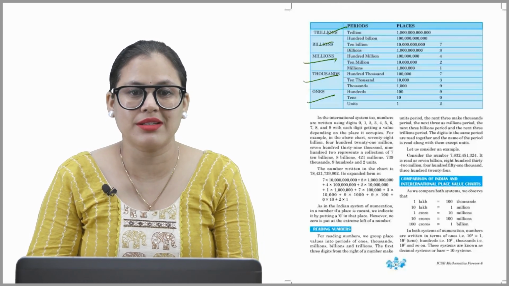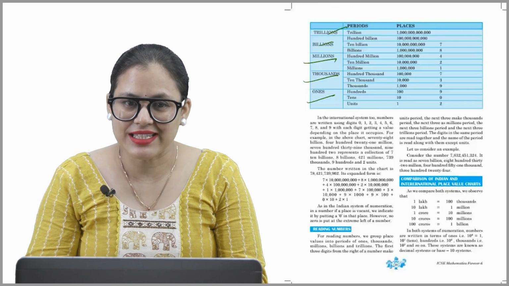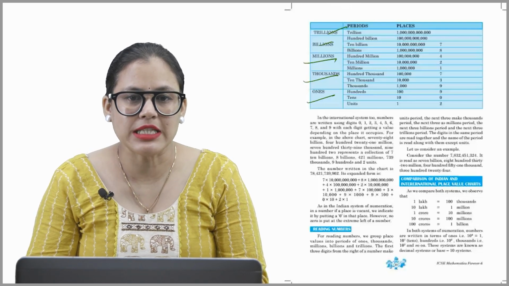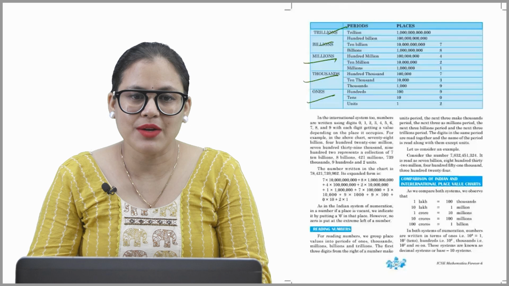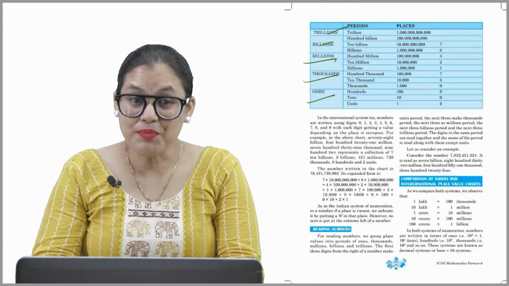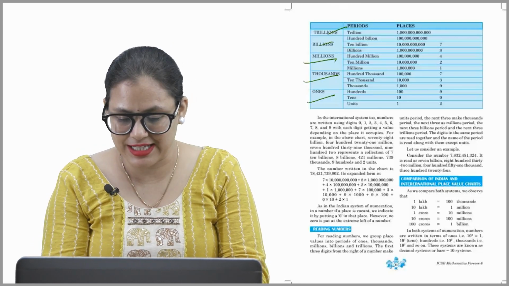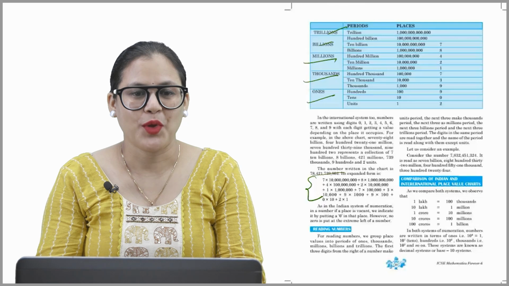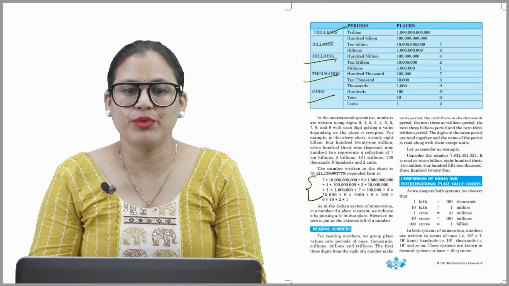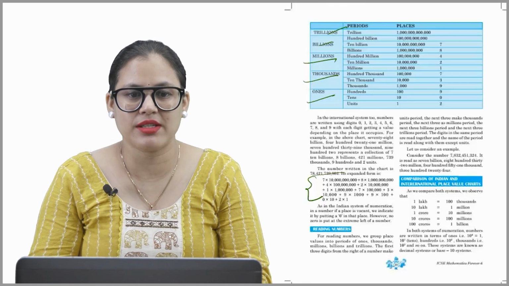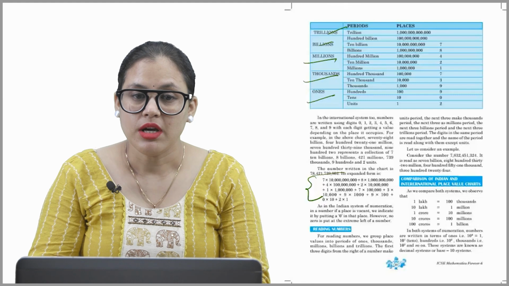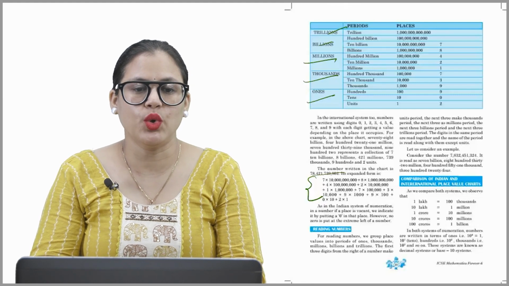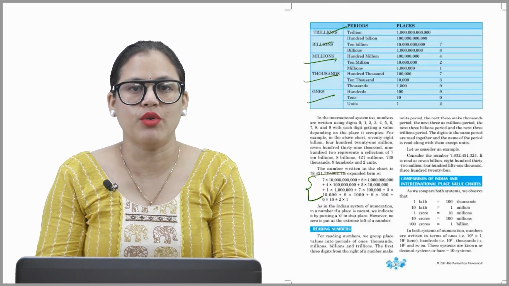78,421,739,902 represents a collection of 7 ten billions, 8 billions, 421 millions, 739,902 units. And the number written in the chart is this, and this is its expanded form. So, as in the Indian system of numeration, if a place is vacant, we indicate it by putting a 0 in that place. However, no 0 is put at the extreme left of a number.